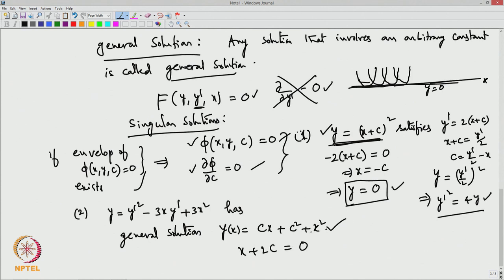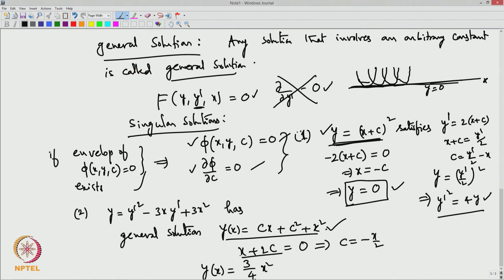Okay. So that gives me c equal to minus x by 2. So you substitute. What you end up is 3 by 4 x square. You put this c equal to minus x by 2 into the general solution. So that means you eliminated c.